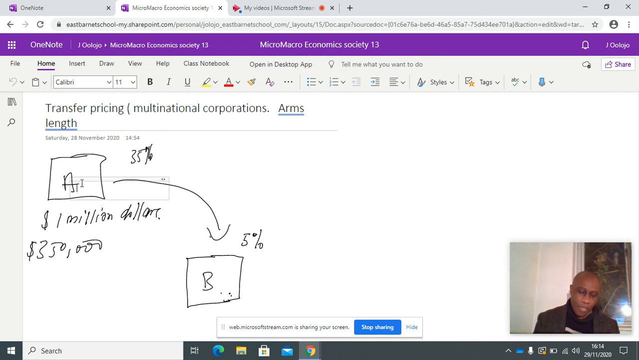The idea, what legislation is saying, is you have to have what you call the golden rule. The golden rule, you have to have an arm's length. In other words, A is selling it to B, and whatever price you pay them has to be the same price as any other company. So that's what they mean by an arm's length.